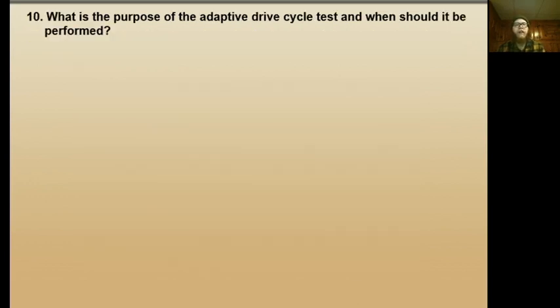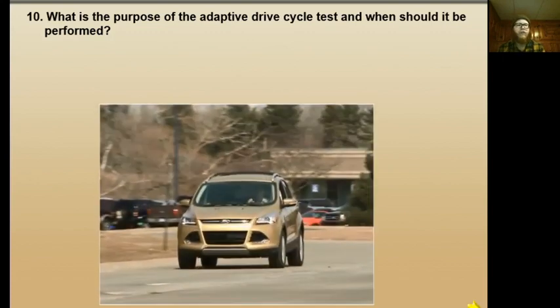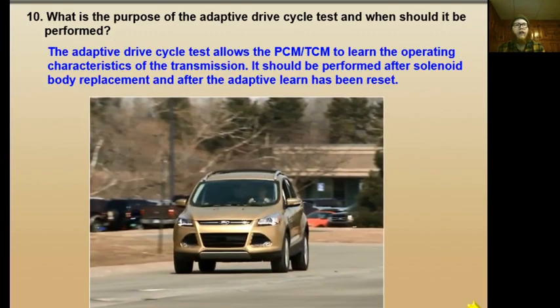What is the purpose of the adaptive drive cycle test, and when should it be performed? Well, there we go. The adaptive drive cycle test allows the PCM/TCM to learn operating characteristics of the transmission, and should be performed after solenoid body replacement and the adaptive learn has been reset. So if we get a black box from Ford with an axle or transmission inside of it and we install that, that has a new solenoid body inside compared to the bad transmission that we're getting rid of. And so we need to make sure that we do that solenoid body ID reset and the adaptive drive cycle test as well.